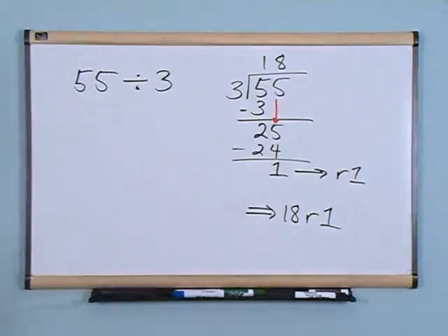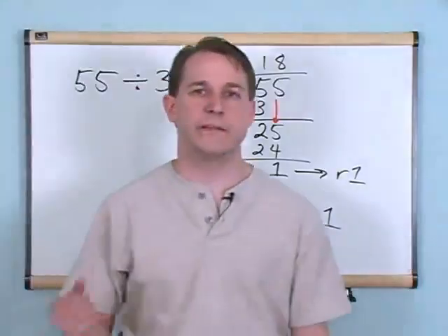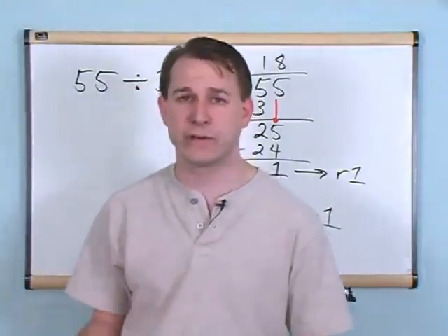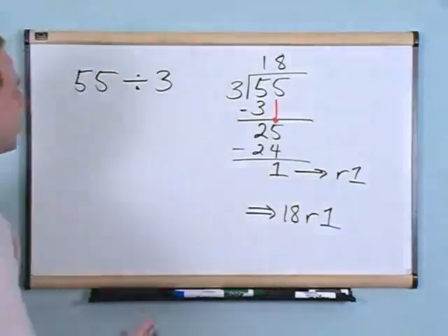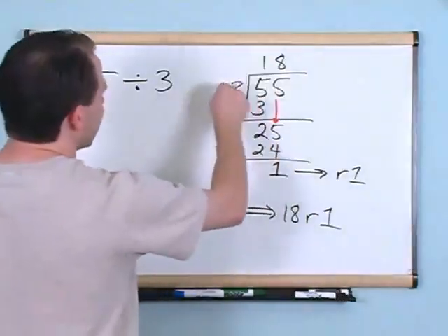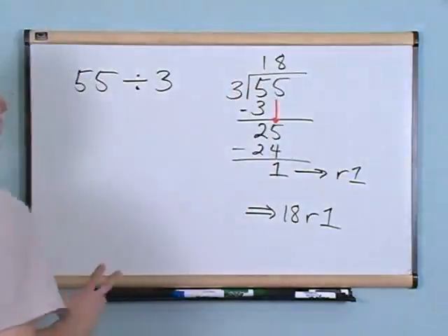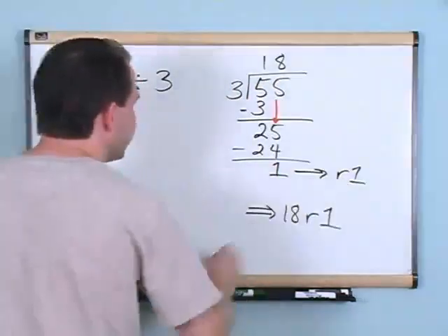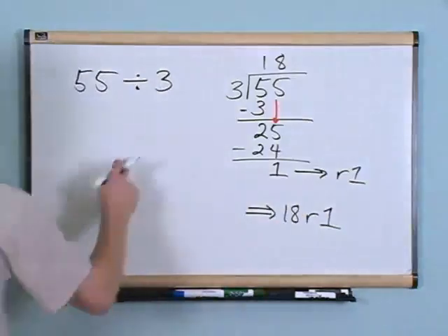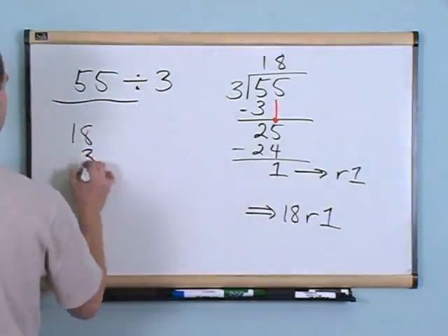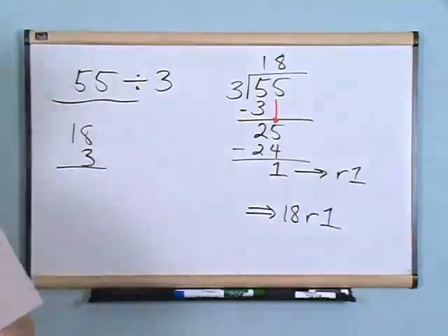Now, I also want to point out briefly that with every single one of these problems, you can check your answer. Because what did we say before? What this number up here is telling you is kind of like 3 times what number is going to give you 55. That's kind of what we did. And we also have a remainder out here. So let's say we take 3 times 18 and see what happens. We're going to take 3 and multiply by 18 and see what it comes out to.